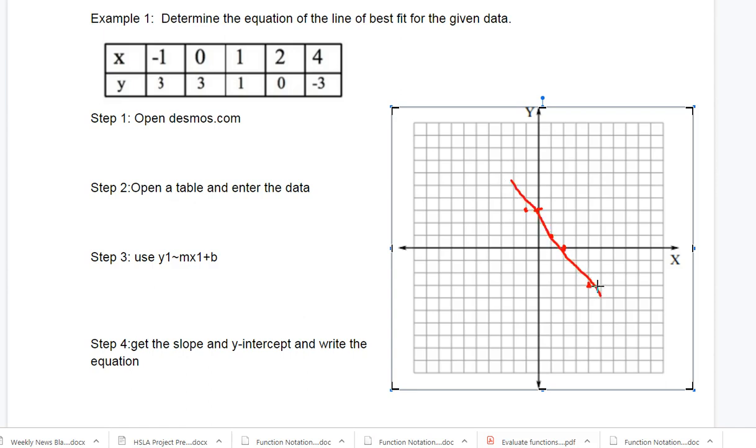Okay, I'm guessing I'm going to have a negative slope. I'm going to have a y-intercept. I'm going to guess it's someplace around 3, give or take. But let's go ahead and see what Desmos shows me.